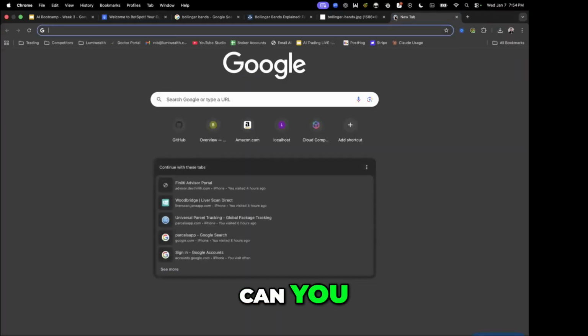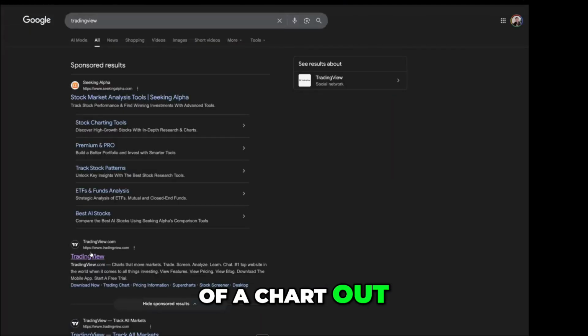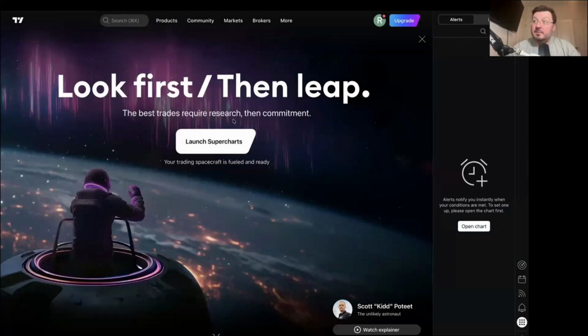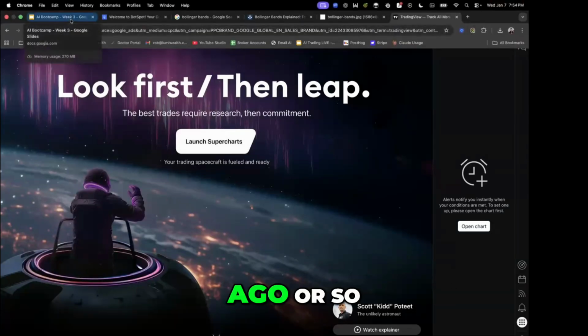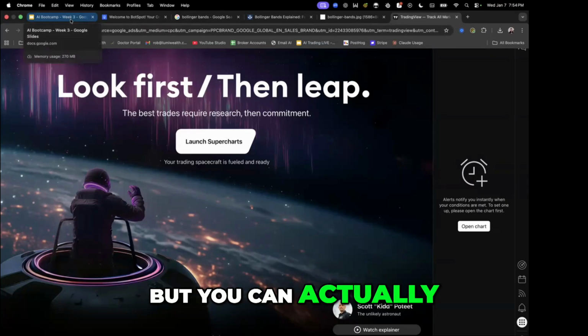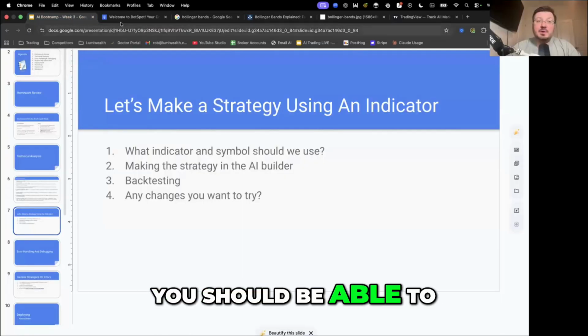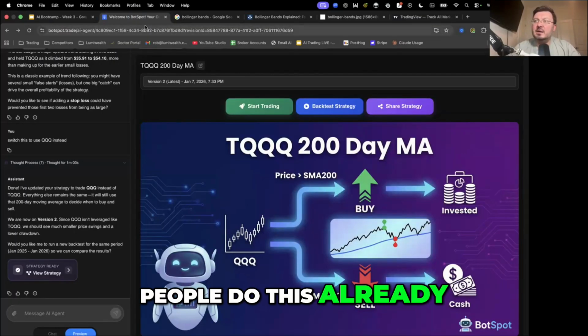Hey, Robert, can you cut and paste a picture of a chart out and put it in BotSpot? Yeah. I tried it before, a couple of weeks or probably a month ago, and it wouldn't take it. But you can actually grab a screenshot and then put it into the AI. You should be able to, unless there's something wrong with it. I mean, we've had a couple people do this already.